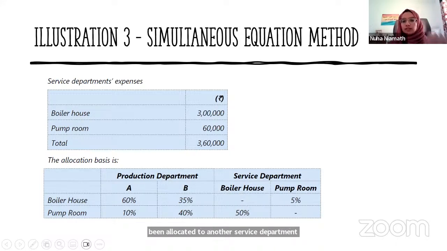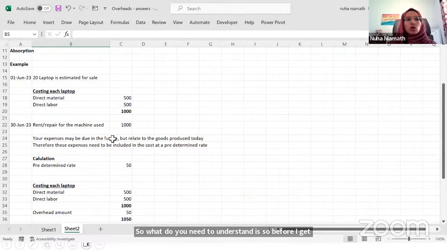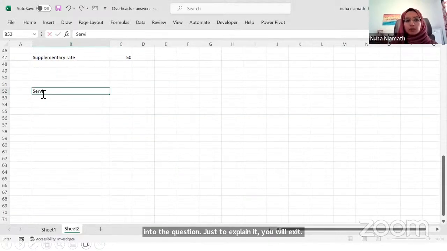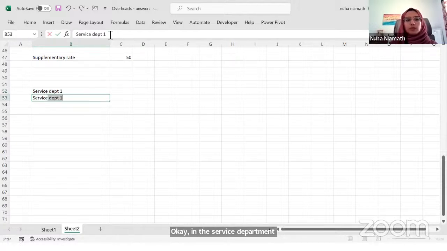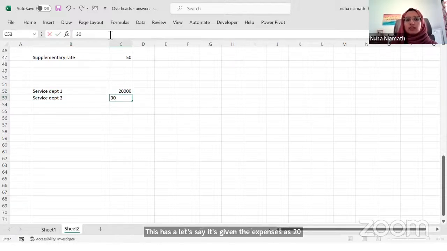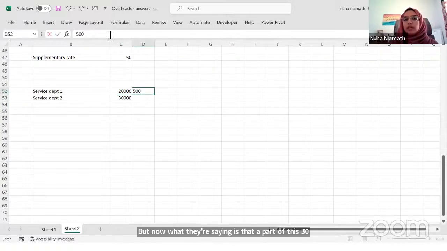So what you need to understand here is, before I get into the question, just to explain it to you in Excel. What is happening here is we have a service department 1 and we have a service department 2. This has, let's say, expenses of 20,000 and this is given as 30,000. But now what they are saying is that a part of this 30,000 belongs to department 1, let's say around 500, right? And part of the expense of department 1 belongs to department 2. So let's say 200.